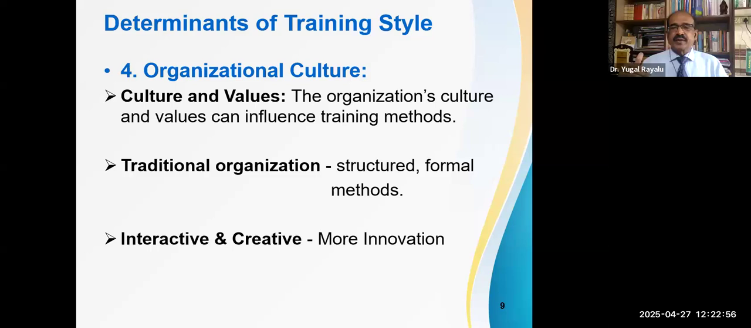In India, for example, Indian Railways is a traditional organization. Even their drawings are different from other organizations. Good or bad, I'm not saying. They may be good, they may be bad, but they are working. They are structured, they have formal methods. But when you go to any IT sector company in Bangalore, Hyderabad or Chennai, they don't follow any formal structure or formal methods. They don't even follow formal attire.